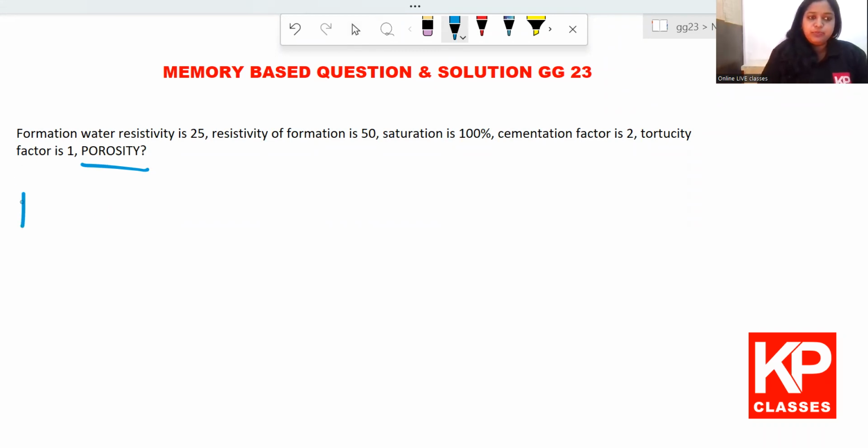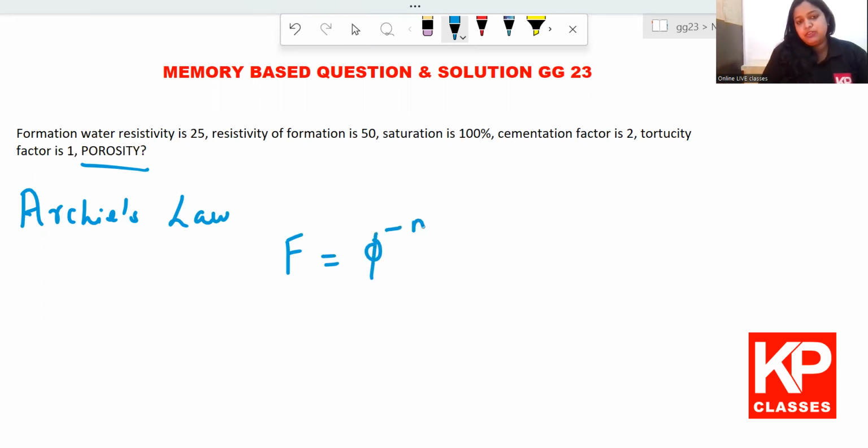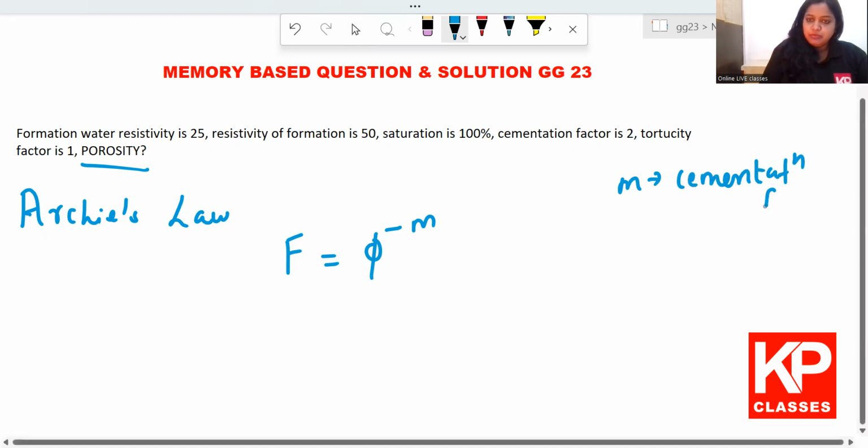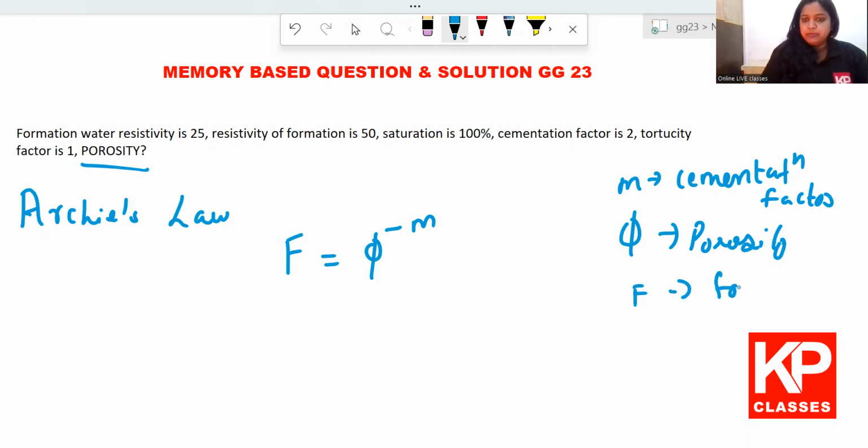This question has to be answered using Archie's formula. According to Archie's first law, we know that the formation factor F is equal to porosity raised to minus M, where M is the cementation factor, phi defines the porosity, and F is the formation factor.